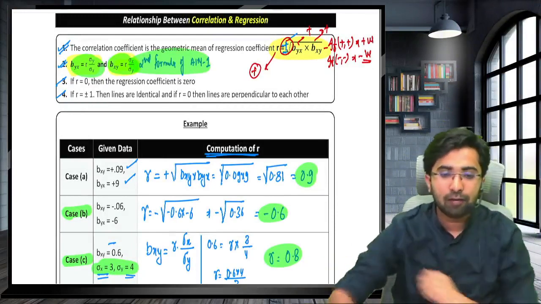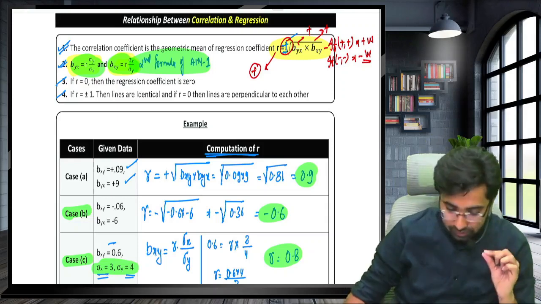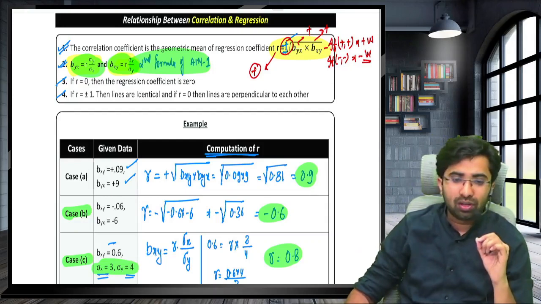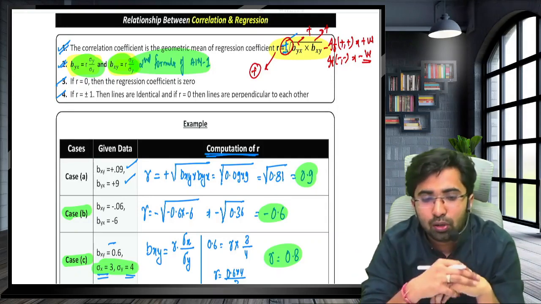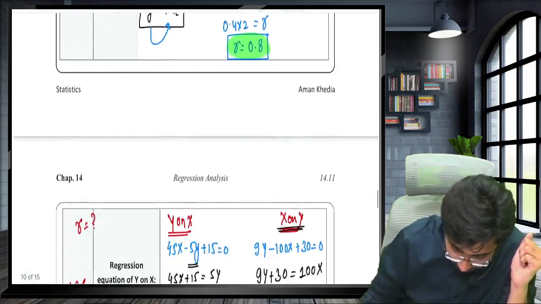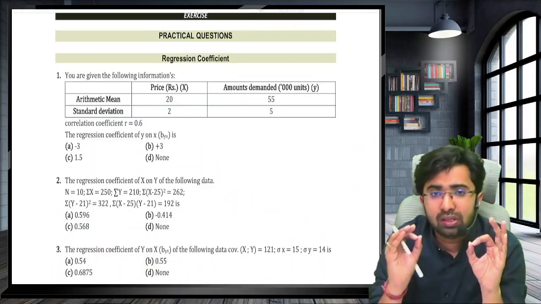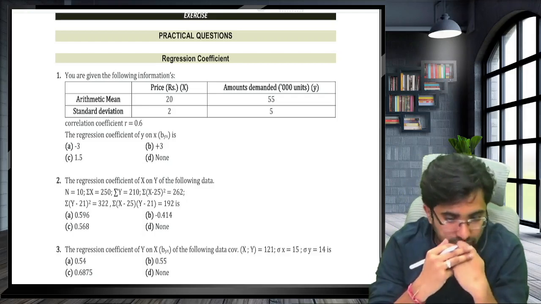Today we have to pack up the regression analysis, and to proceed with that, yesterday I gave you some homework in the regression analysis. I hope you all have solved those questions. In the last class I gave you homework. We have discussed this. I requested all of you to solve all the questions of the main book.